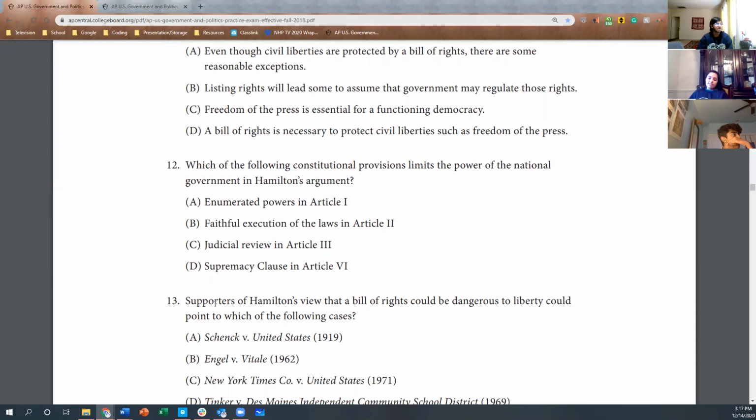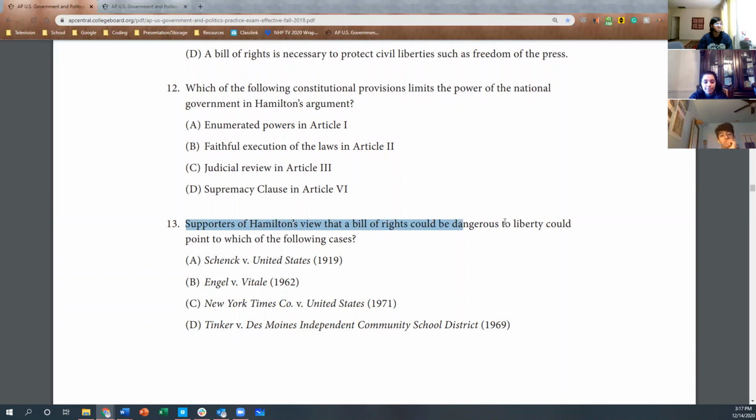Supporters of Hamilton's view that a Bill of Rights could be dangerous to liberty could point to which of the following cases? I think it would be Schenck v. U.S., right? Because they gave more power to the U.S. government and it abridged civil liberties. In Engel v. Vitale, that was the school prayer one, and it sided with Engel. It was about school prayers, so that was freedom of religion.